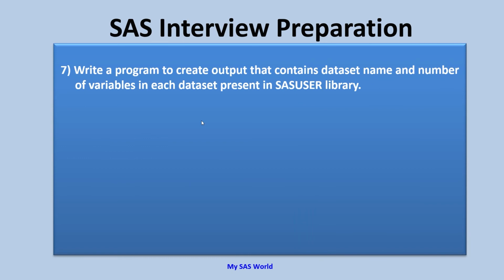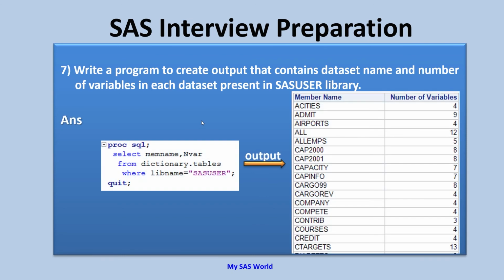Write a program to create output that contains the dataset name and number of variables in each dataset present in the SAS user library. Somebody asked you to do the analysis and print a list of the total variables in each dataset present in the SAS user library. So here is the answer. Here you will use memname, which stores the dataset name, and NVAR, which stores the number of variables in the dataset. From dictionary.tables, libname equals SASUSER, then quit. The output is member name and number of variables. For ACTs we have 4 variables, admit we have 9 variables. I think it is clear to you guys. So let's move on to the next.